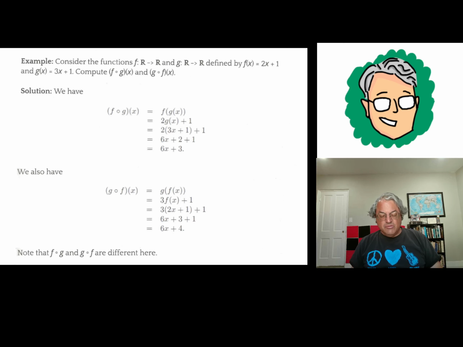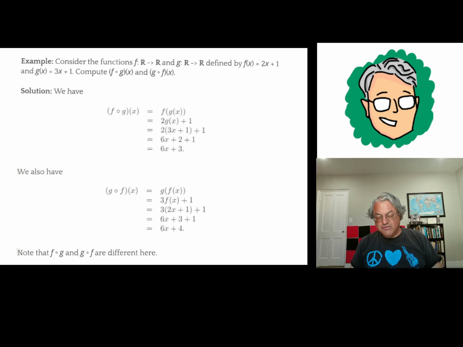But now let's go the other way. If you go the other way, I'm not going to go through every step again, but it turns out you get something different. You get 6x plus 4. So in this case, indeed, f of g and g of f are different.